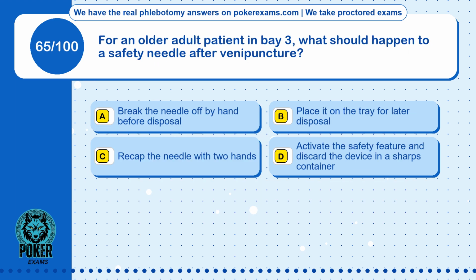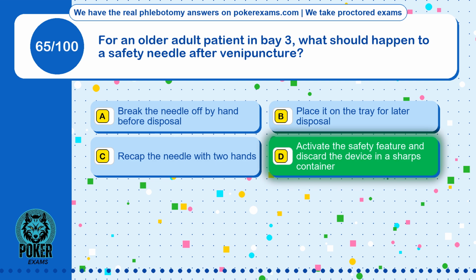Question 65. For an older adult patient in Bay 3, what should happen to a safety needle after venipuncture? Option A, break the needle off by hand before disposal. Option B, place it on the tray for later disposal. Option C. Recap the needle with 2 hands. Option D. Activate the safety feature and discard the device in a sharps container.